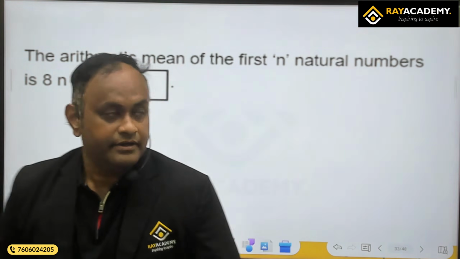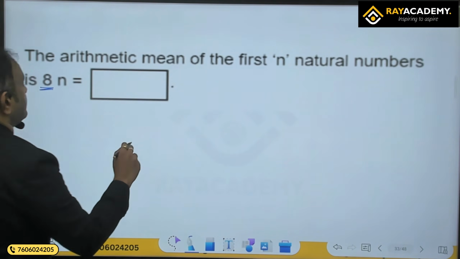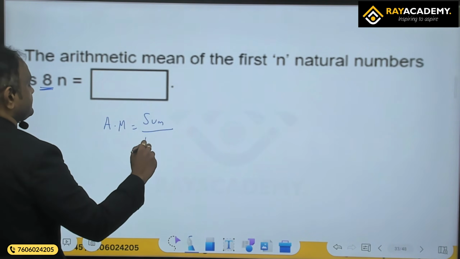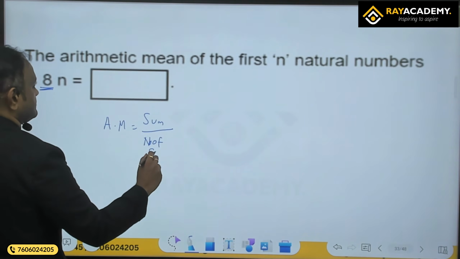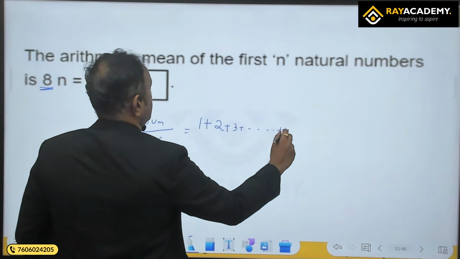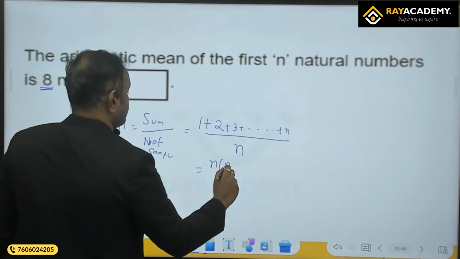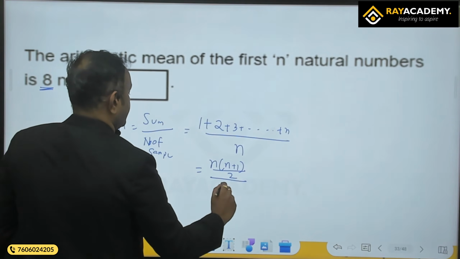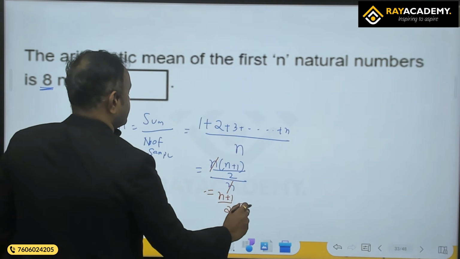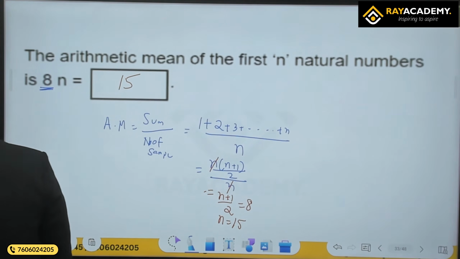The arithmetic mean of the first n natural numbers is 8. So what will the arithmetic mean be? Arithmetic mean is sum by number of samples. So this is 1 plus 2 plus 3 up to n divided by n. The summation, sum of n consecutive numbers, is n into n plus 1 by 2, divided by n. So n cancels. This becomes n plus 1 by 2, but that is given as 8. So n is 15. So n is 15, that is your answer.